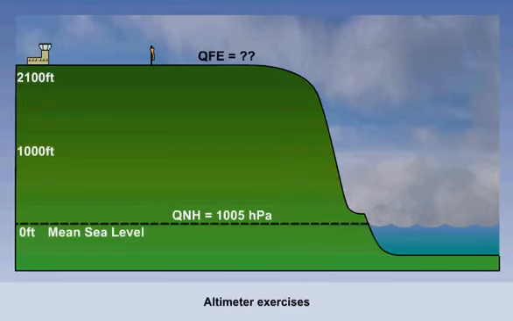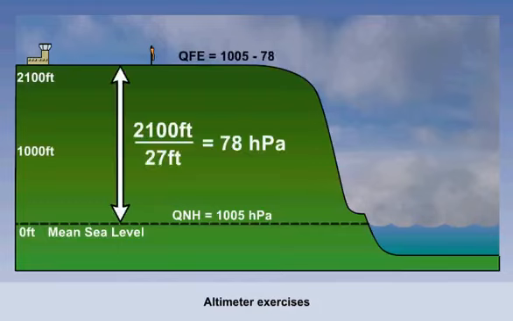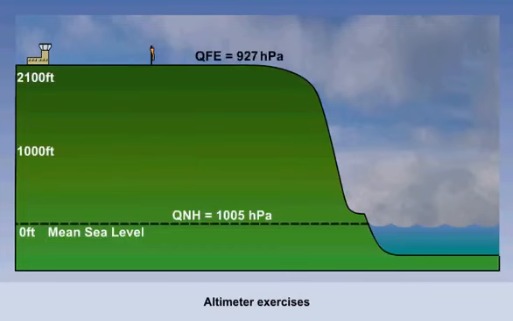If we know that in a height of 27 feet the pressure changes by 1 hectopascal, then we can say in 2,100 feet we have a pressure change of approximately 78 hectopascals. Therefore, the airfield pressure will be 927 hectopascals.